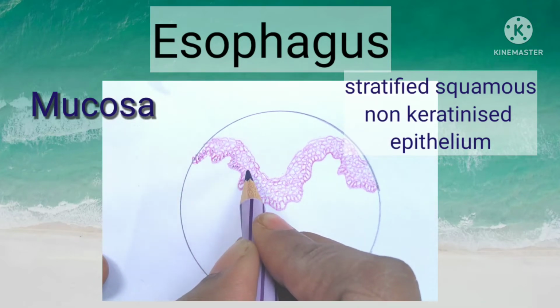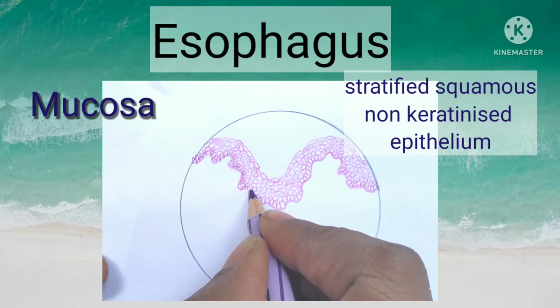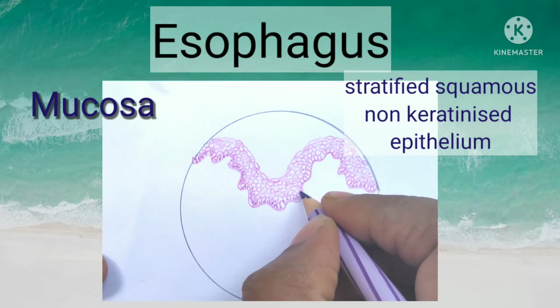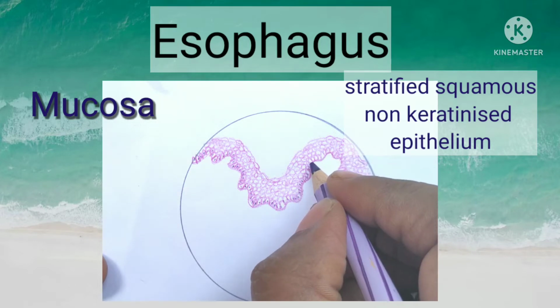The basal layer has a little oval nucleus towards the base, then a round nucleus for the stratum spinosum, and a flat nucleus for the topmost layer.